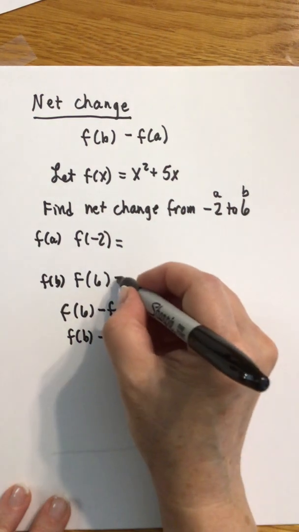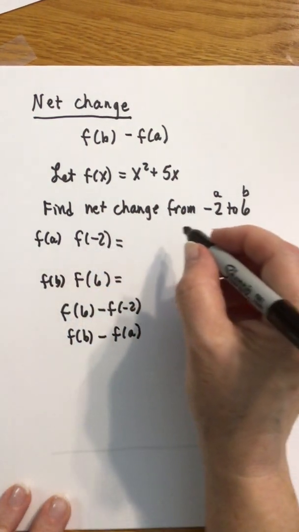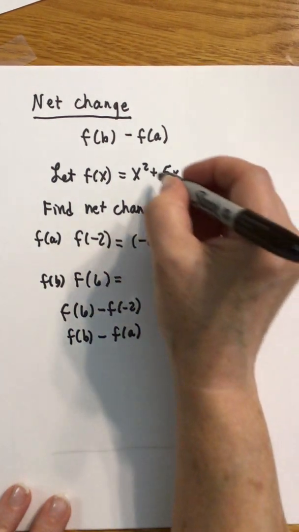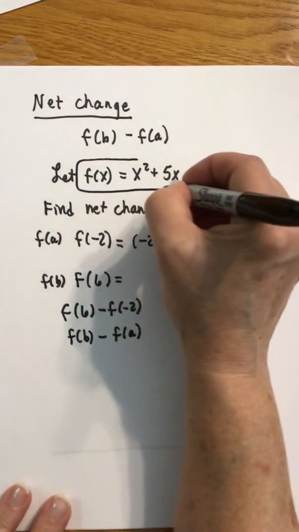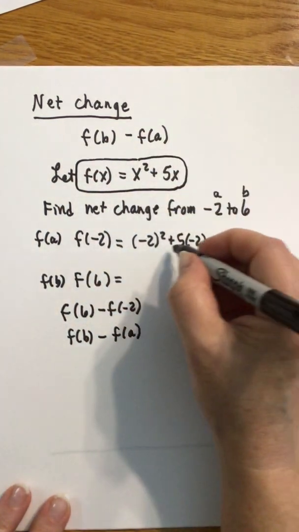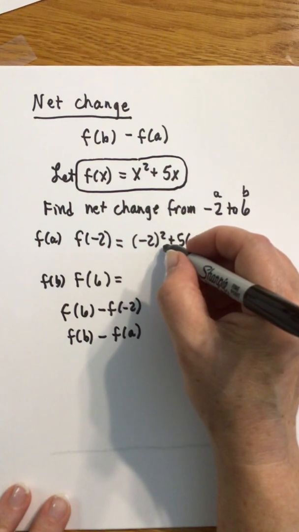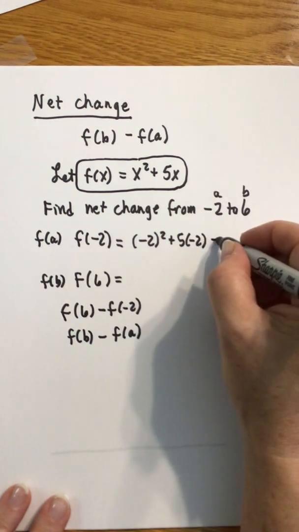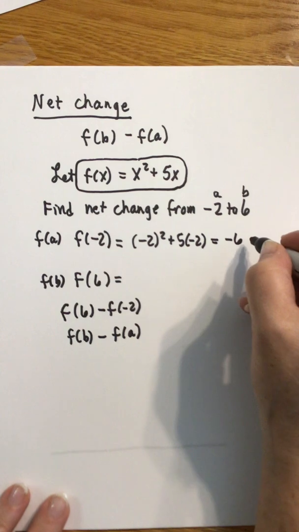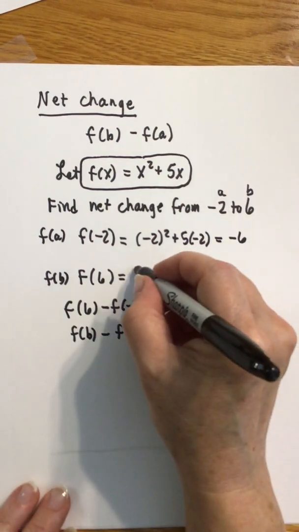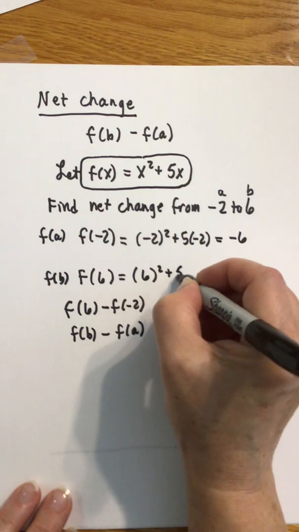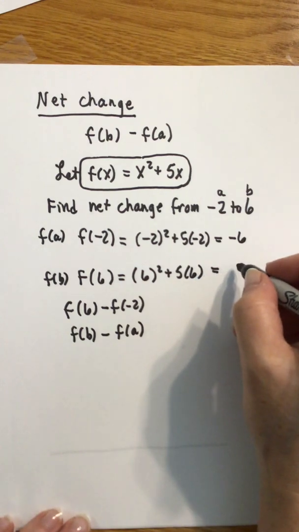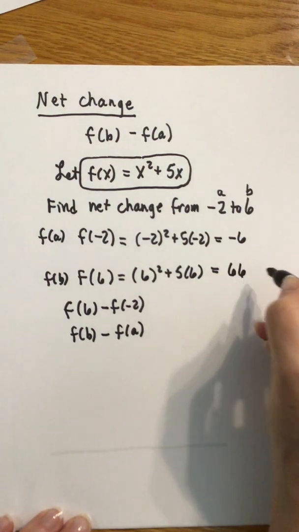So we have to calculate these values now. If I plug in -2, I'm going to get -2 squared plus 5 times -2. That's plugging it into our function. This is our f of x. So again, put parentheses around that -2. I get -2 squared is 4, and then 5 times a -2 gives me a -10, which gives me a -6. If I put in 6, I'm going to get 6 squared plus 5 times 6. So I end up with 36 plus 30, which gives me 66.